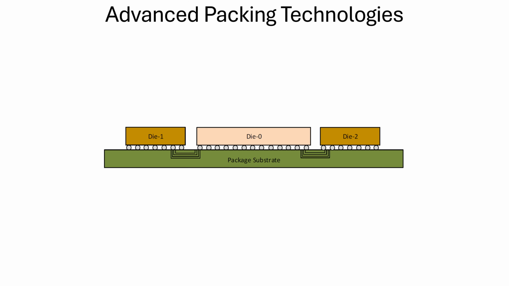So, a little detail into the packaging technologies. What you're seeing is a standard package, where your die 0, die 1 and die 2 are sitting directly on the substrate, and connections are passing through the package substrate. Of course, TSVs are used there.